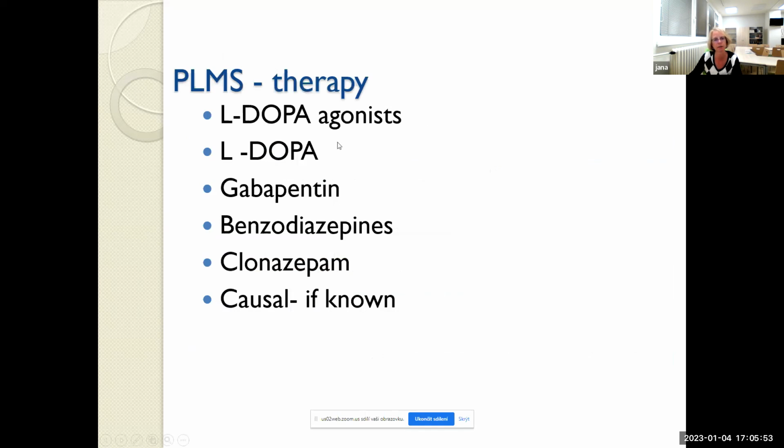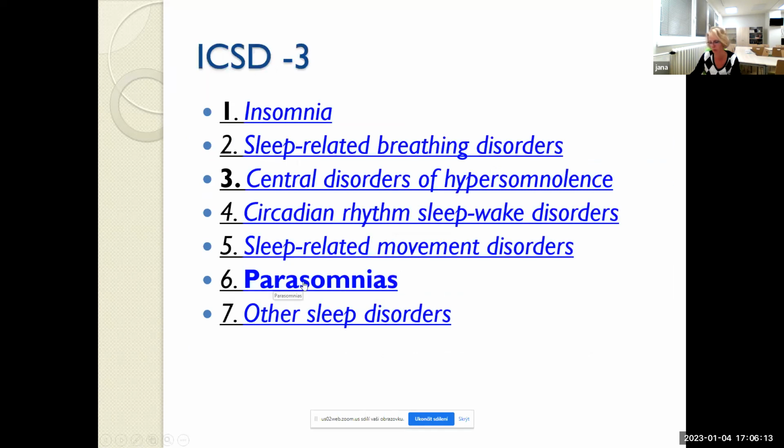Therapy: we administer to the patient L-DOPA or dopamine agonists, gabapentin and benzodiazepines, clonazepam, and a causal treatment, of course, if known. I mentioned iron deficiency, so you can supply the patient with iron. Parasomnias.